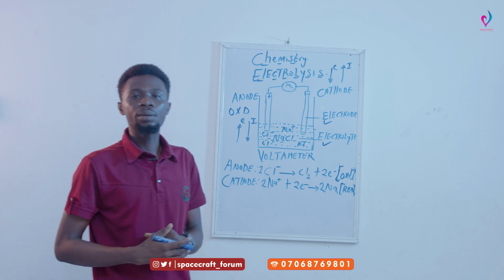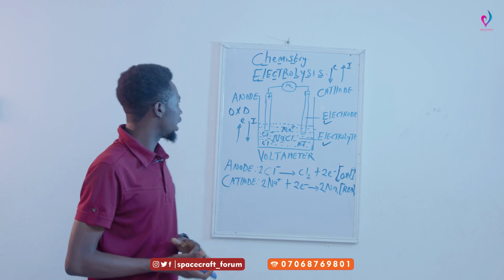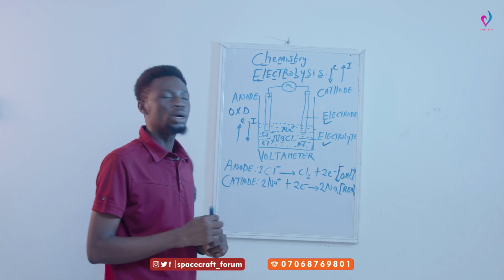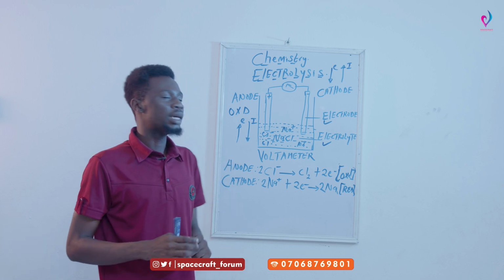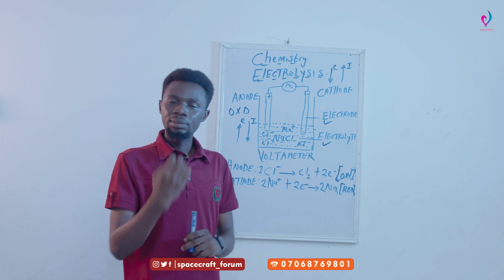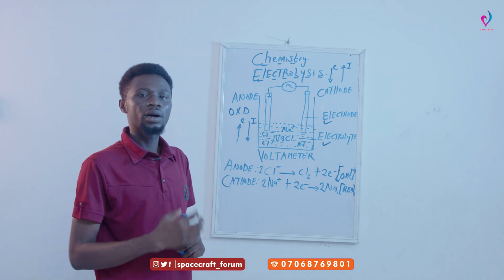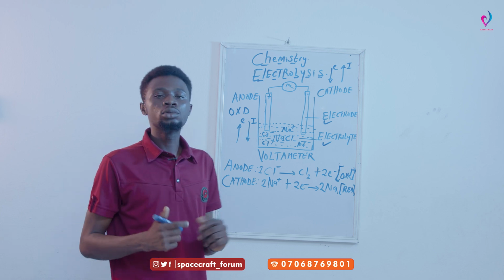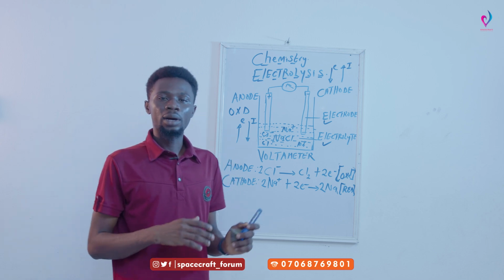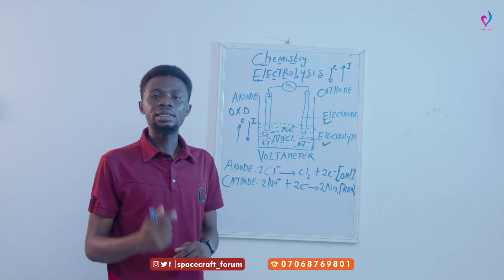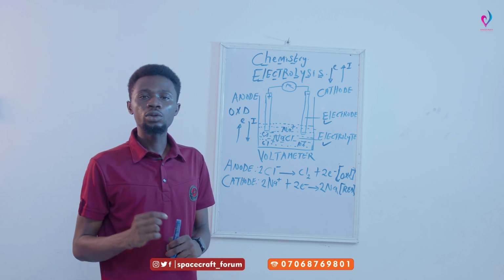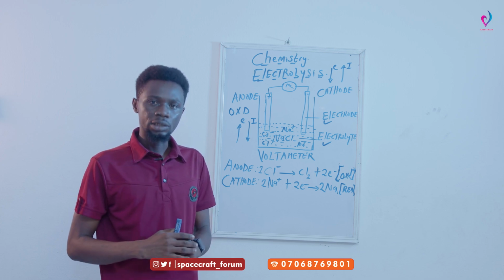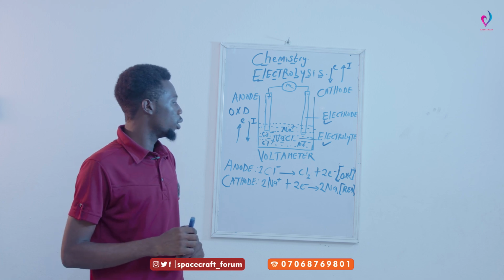Another thing that happens in this voltameter is that at the anode, there's removal of electrons and there's acceptance of electric current. And at the cathode, there's acceptance of electrons and there's removal of electric current. This is also applicable to our car battery, whereby our car battery has a positive terminal and a negative terminal. There's a movement of electric current from the negative terminal of a battery to a positive terminal of a battery.